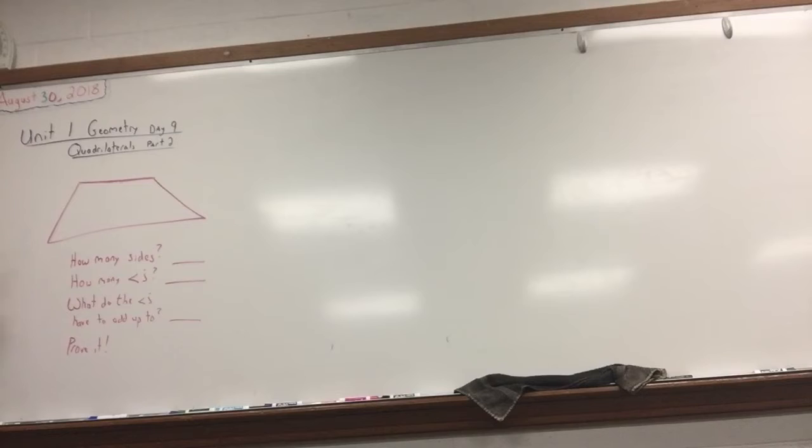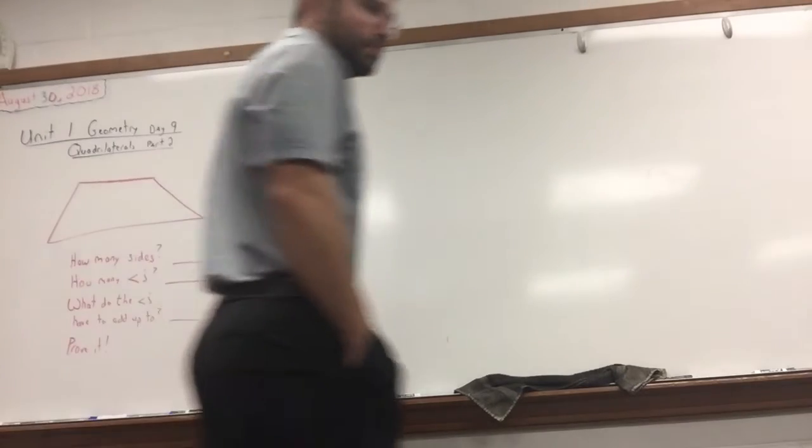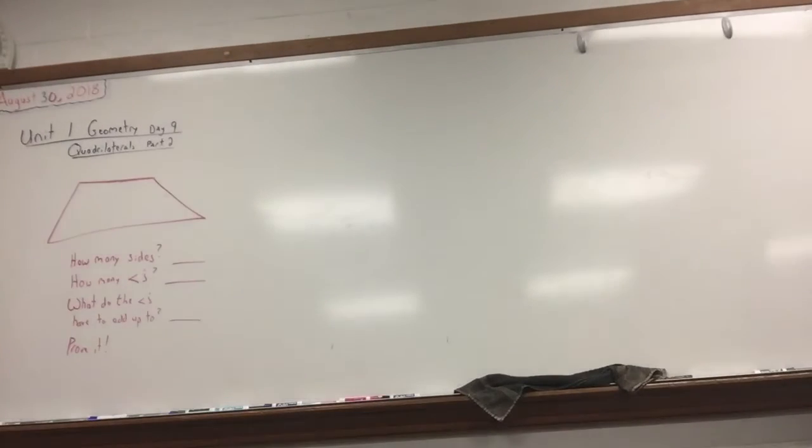Then you're answering the questions. You should be able to answer the first two questions. How many sides? How many angles? What do the angles have to add up to? And then I want you to prove why they have to add up to what you put down. So take a wild guess. What do you think quadrilaterals' interior angles have to add up to? But you should be able to answer the first two questions relatively easy.